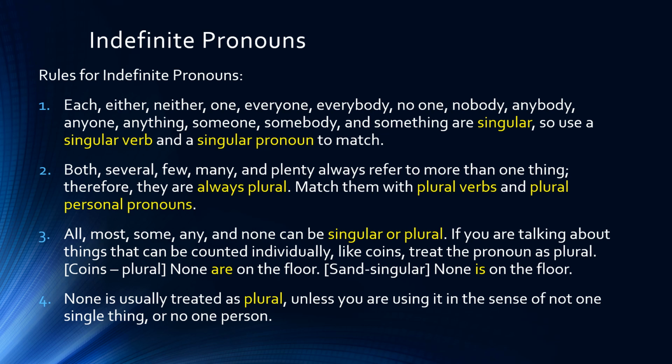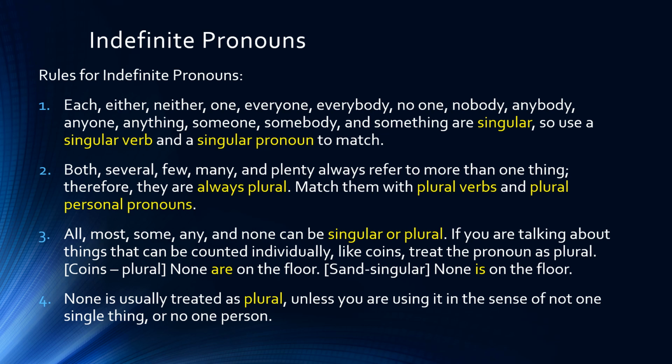Go back to rule number 1. Neither of us is. Rule number 2. Some of us are. We just have to remember the rule because sometimes it doesn't sound correct when we say the sentence. But we need to understand the ones that are plural and the ones that are singular so we can match them with the correct verb.